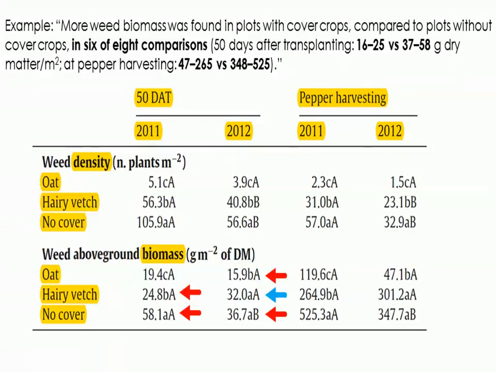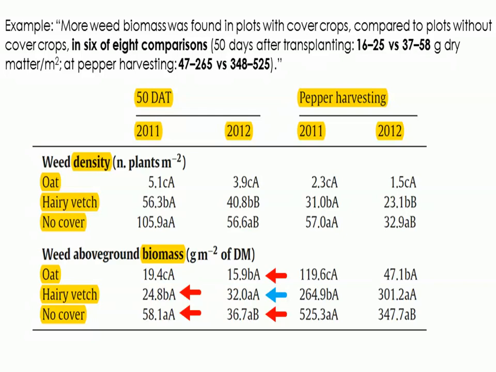So here's an example of where you might see this kind of complexity. What we're looking at here is a study on weeds. We're trying to control weeds in farmland, and we're trying to do that with cover crops. So it's just like the last paragraph we looked at, with cover crops versus without cover crops. But they've measured weeds 50 days after transplanting. They've done that in 2011 and 2012. They've also measured weeds at pepper harvesting in 2011 and 2012. And they've measured weeds in two different ways. They've given us weed density, and they've given us weed above ground biomass.